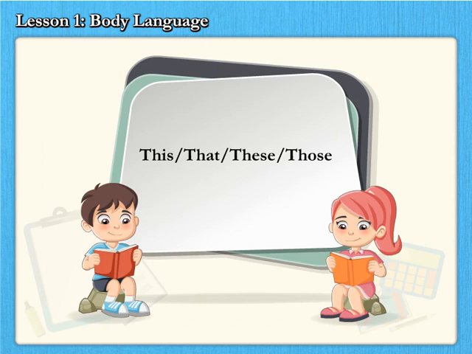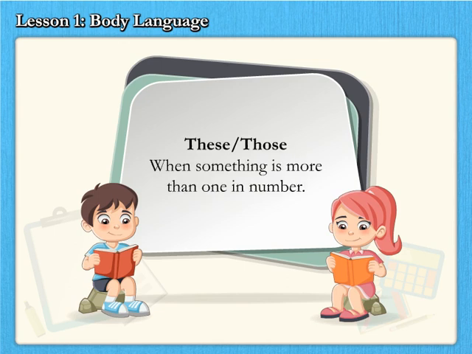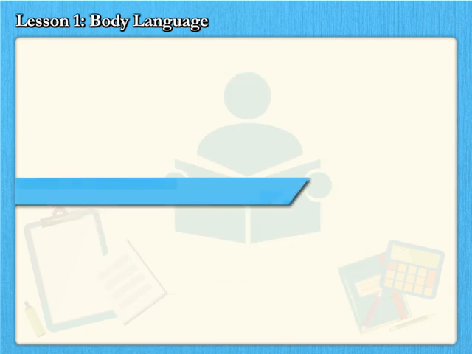Now let's understand where do we use this, that, these or those. We use this and that when something is only one in number. We use these and those when something is more than one in number. We use this and these when something is near to us. We use that and those when something is far from us. Here are some questions which use the words this, that, those and these. Let's answer these questions.